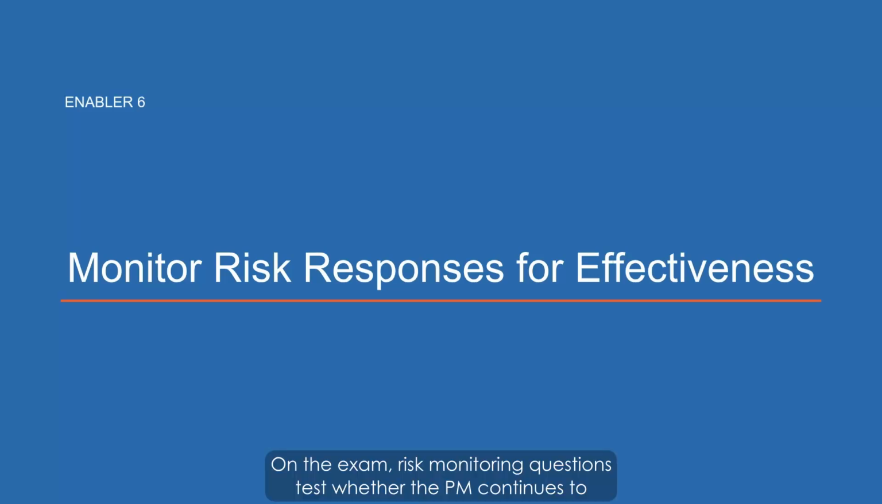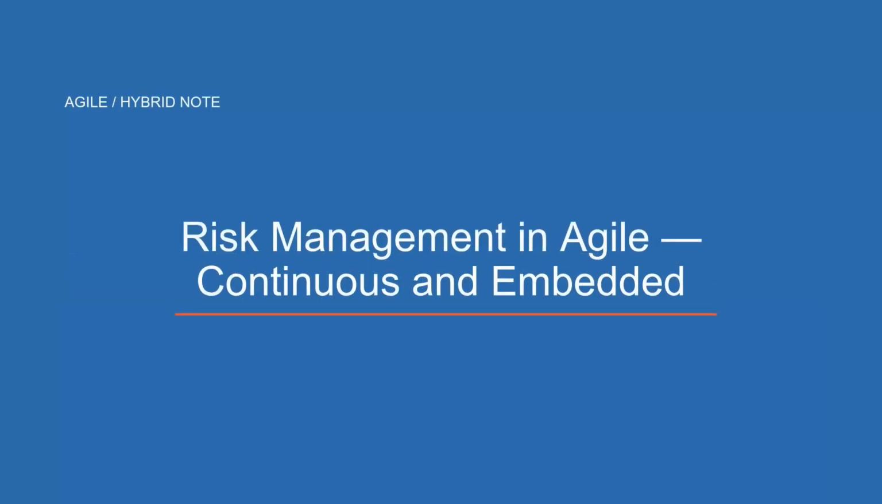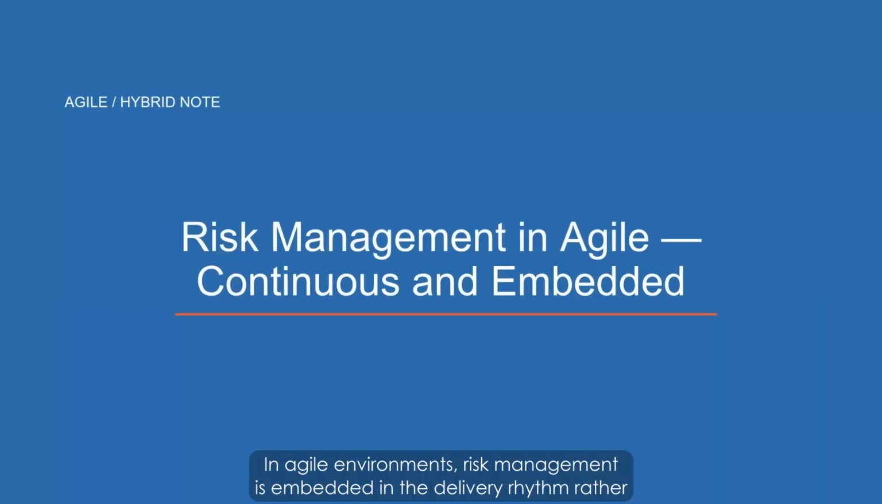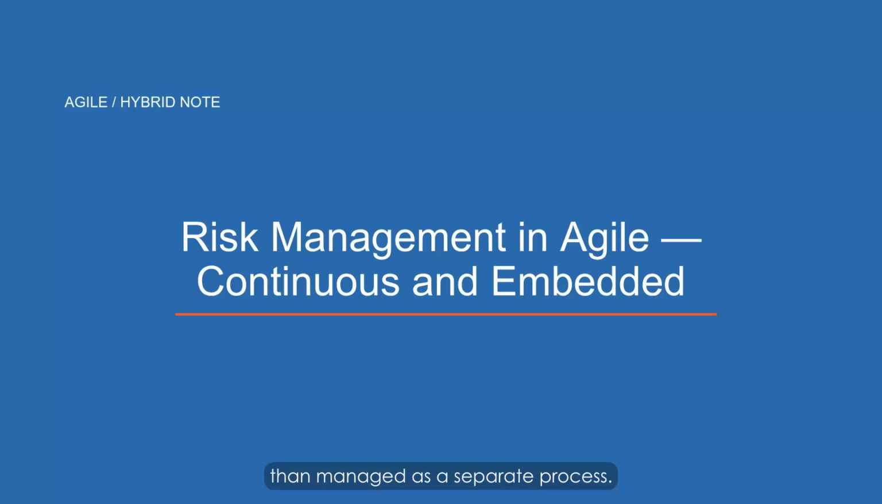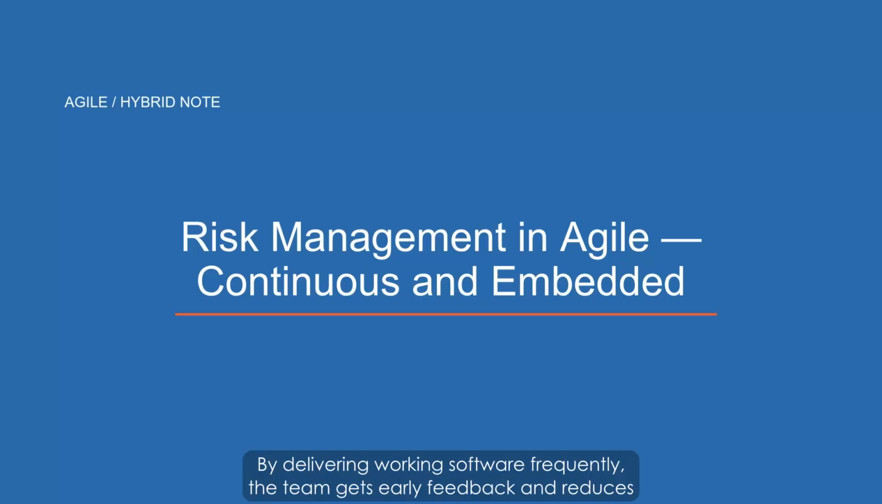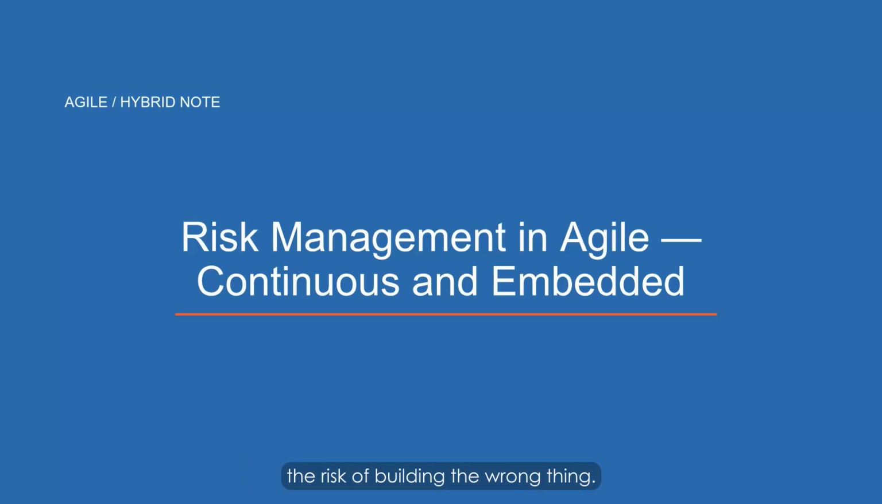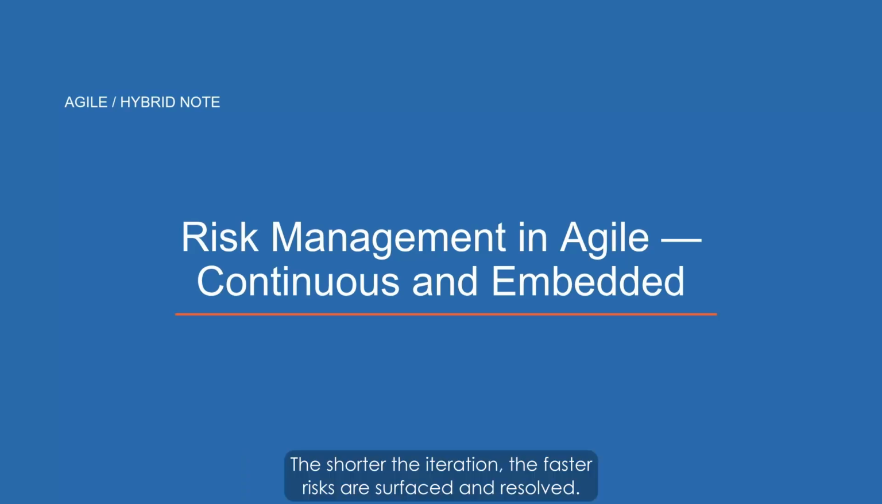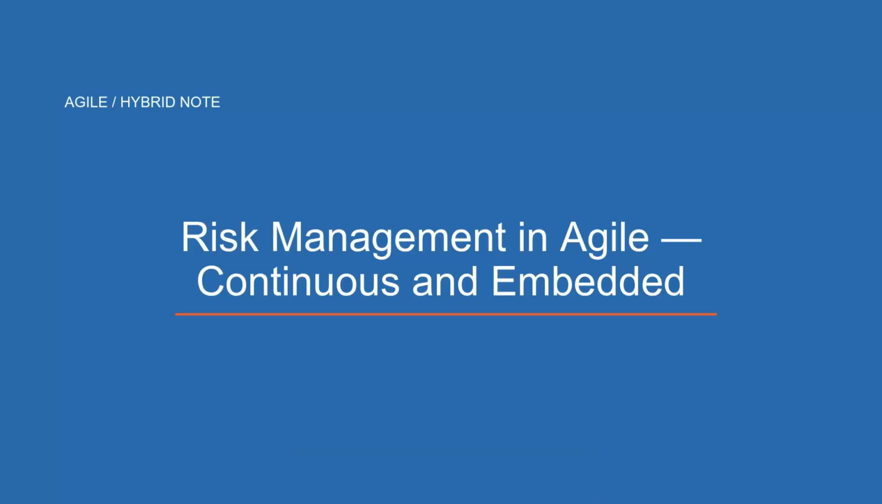On the exam, risk monitoring questions test whether the PM continues to manage risks throughout execution, not just at the planning stage. Any answer that treats risk as a planning-only activity is wrong. In Agile environments, risk management is embedded in the delivery rhythm rather than managed as a separate process. Short sprints are themselves a risk management tool. By delivering working software frequently, the team gets early feedback and reduces the risk of building the wrong thing. The shorter the iteration, the faster risks are surfaced and resolved.